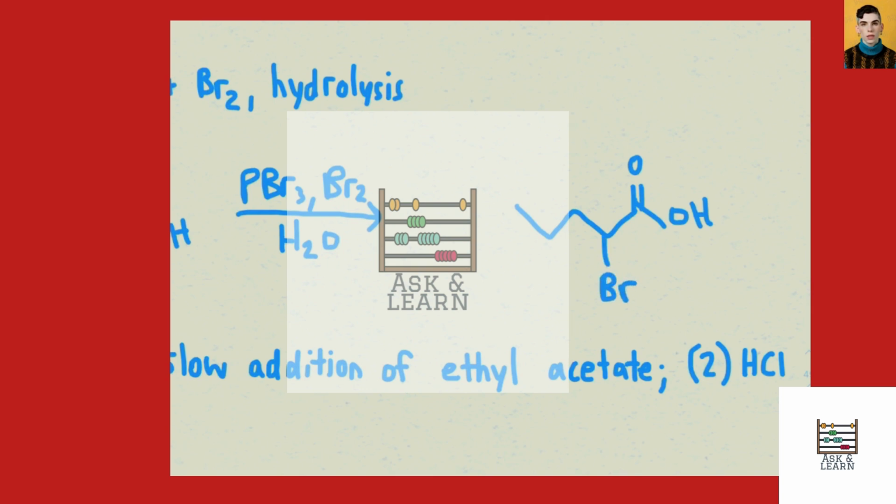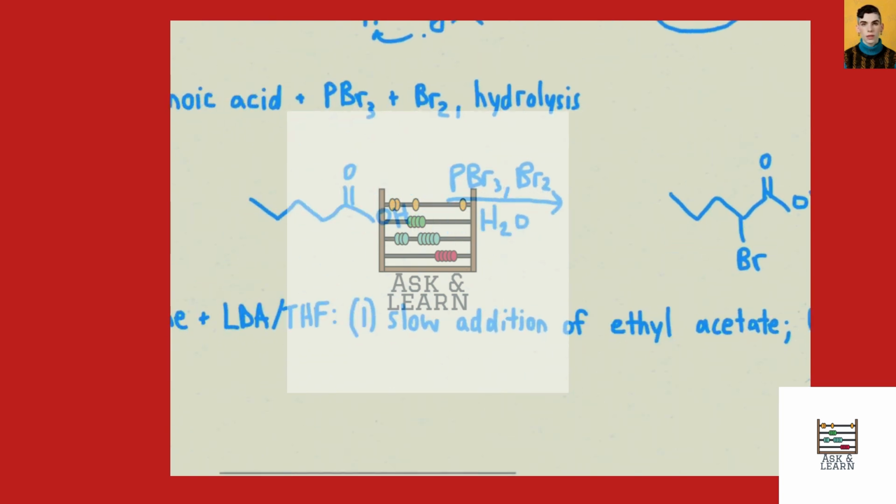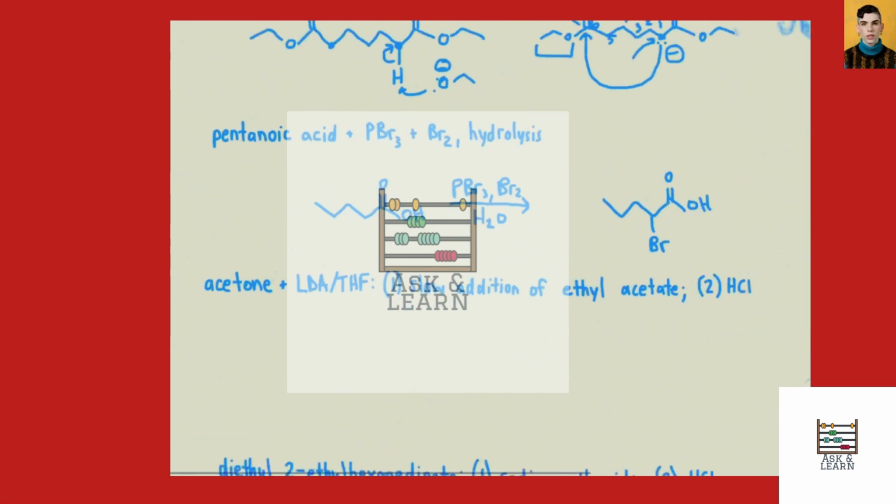Okay, if you're curious about the mechanism, it's in the textbook, but basically what we do is we create an acyl bromide, and then from that acyl bromide, we go ahead and brominate this alpha carbon, and then after that, the purpose of hydrolysis is to reform my carboxylic acid from that acyl bromide. Okay, so that is going to be the final product.